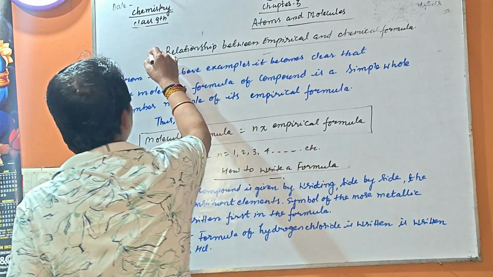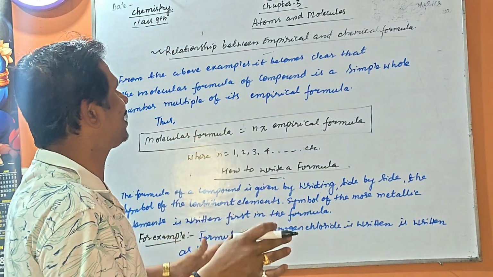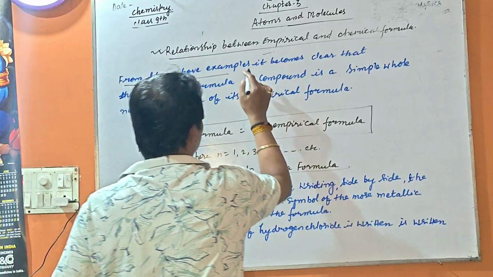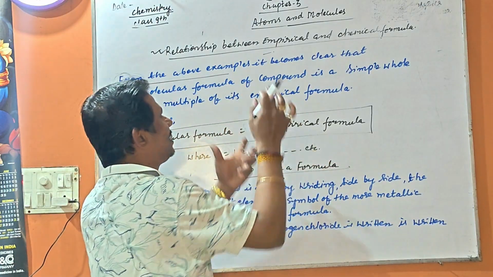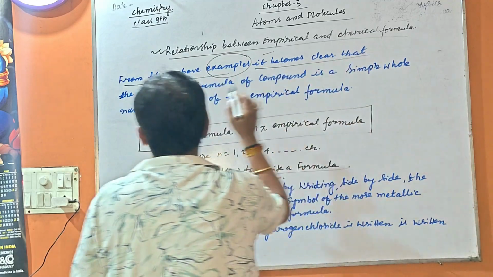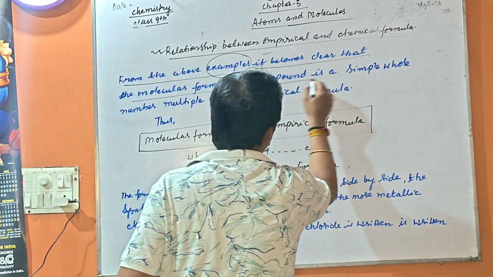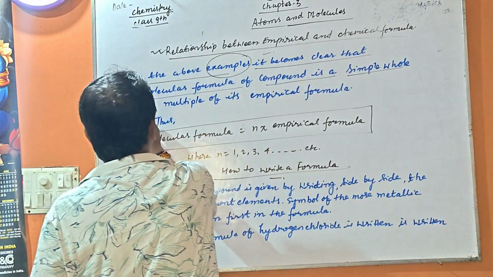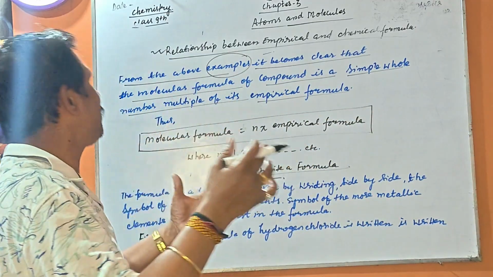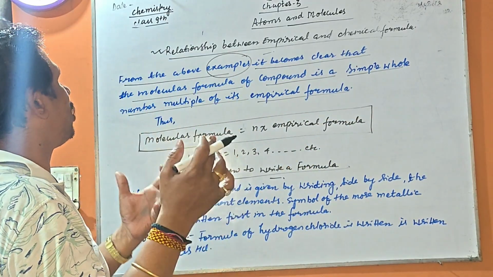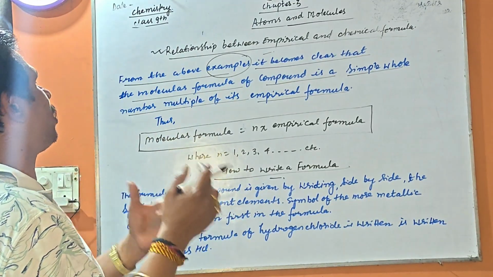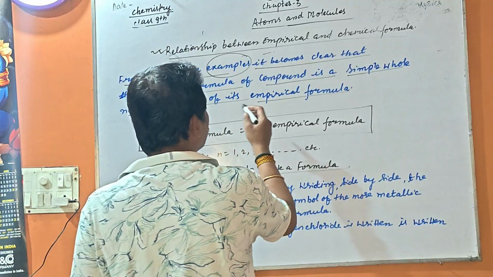First topic is the relationship between the empirical and chemical formula. So my dear student, from the above example, we have taken the two examples of benzene and hydrogen peroxide. From the above example, it becomes clear that the molecular formula or chemical formula of a compound is a simple whole number multiple of its empirical formula.